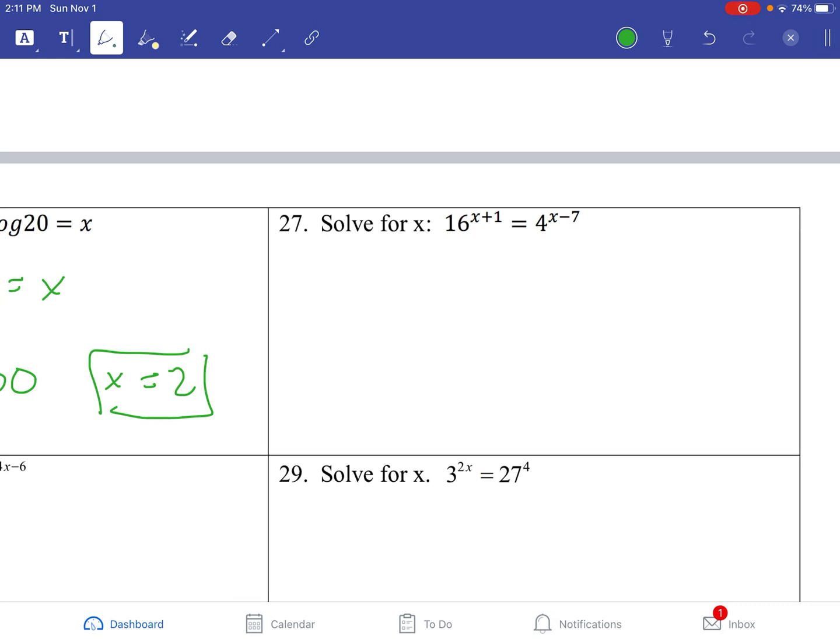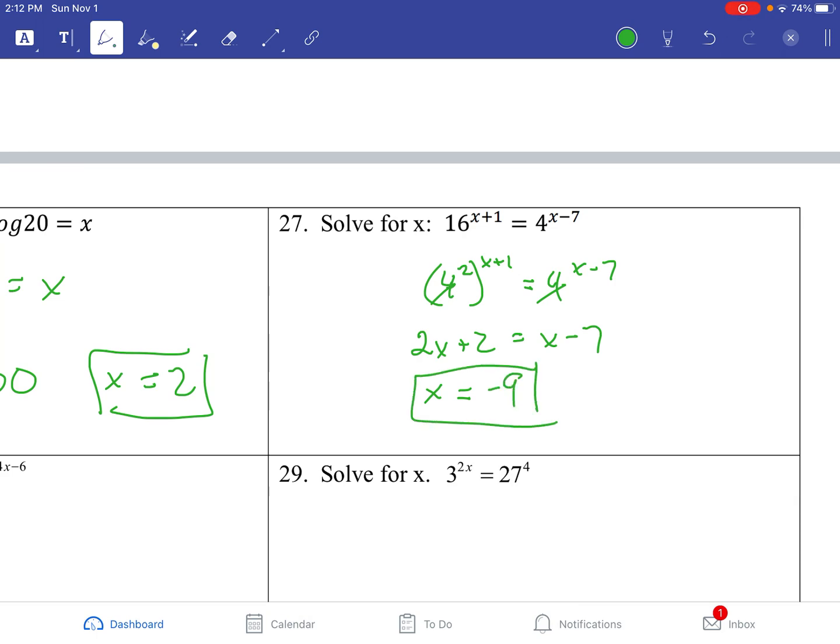In 27, we have to solve this by changing the bases. All right, we change 16 into 4 squared, because now the 4's are the same, and 4 squared is 16, so we're going to change 16 by using exponents. Then we have x plus 1 equals 4 to the x minus 7. All right, now with the exponents of 2 and x plus 1, we have to multiply that. So we're going to have 2x plus 2 equals x minus 7, and we can get rid of the bases then. We just solve this for x. So we subtract x, we get x. We subtract 2, we get negative 9. There you go.